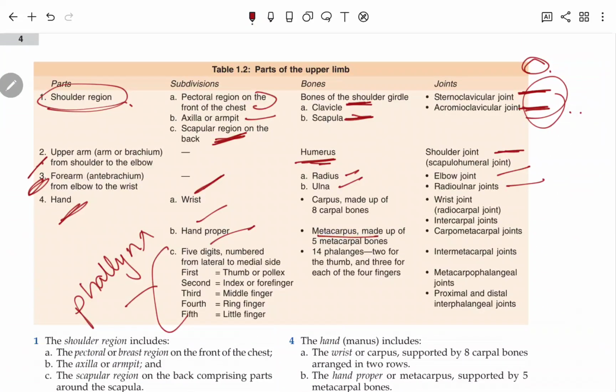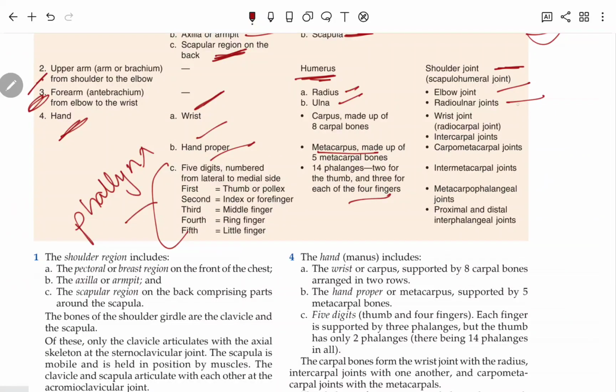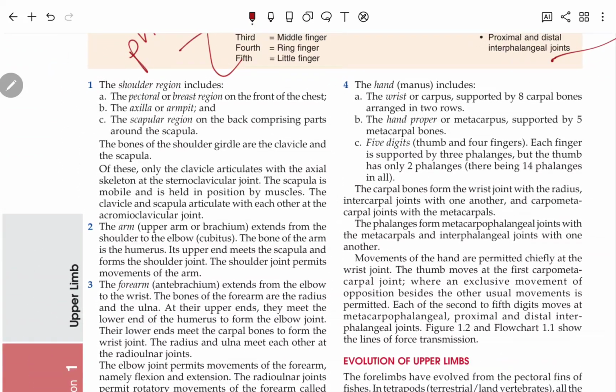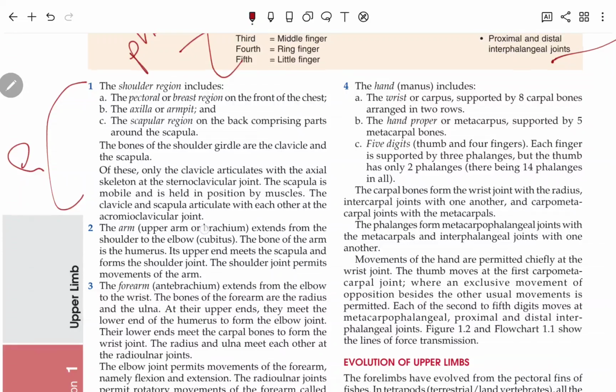Carpus made up of 5 metacarpal bones, 14 phalanges, 2 for the thumb and 3 for each of the 4 fingers. Then wrist joint, intercarpal joint, carpometacarpal joint, intermetacarpal joint, metacarpophalangeal joint, proximal and distal interphalangeal joints. So yeah, the whole table is discussed here in more detail.